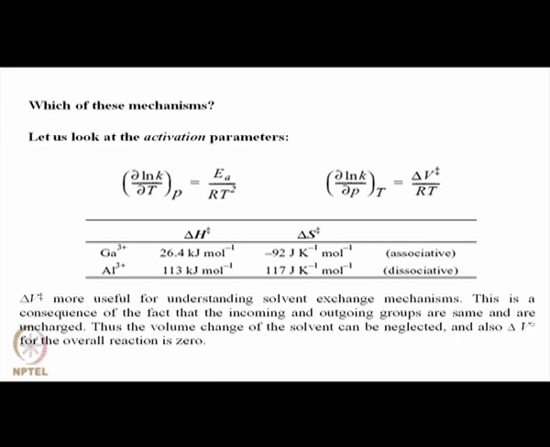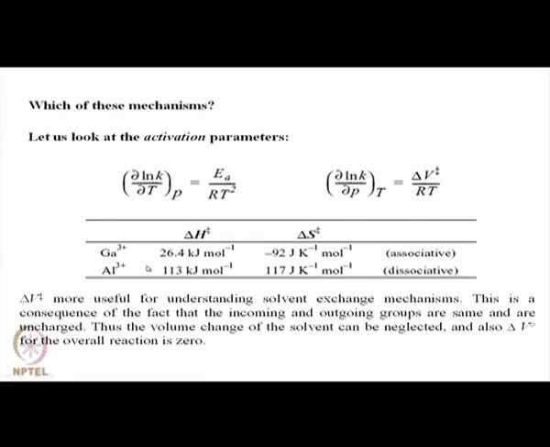In that case we have to look into the activation parameters, and we have to make use of these equations: del ln k by del T at constant p is equal to activation energy divided by RT squared, and also del ln k by del p at constant T is equal to minus volume of activation divided by RT.